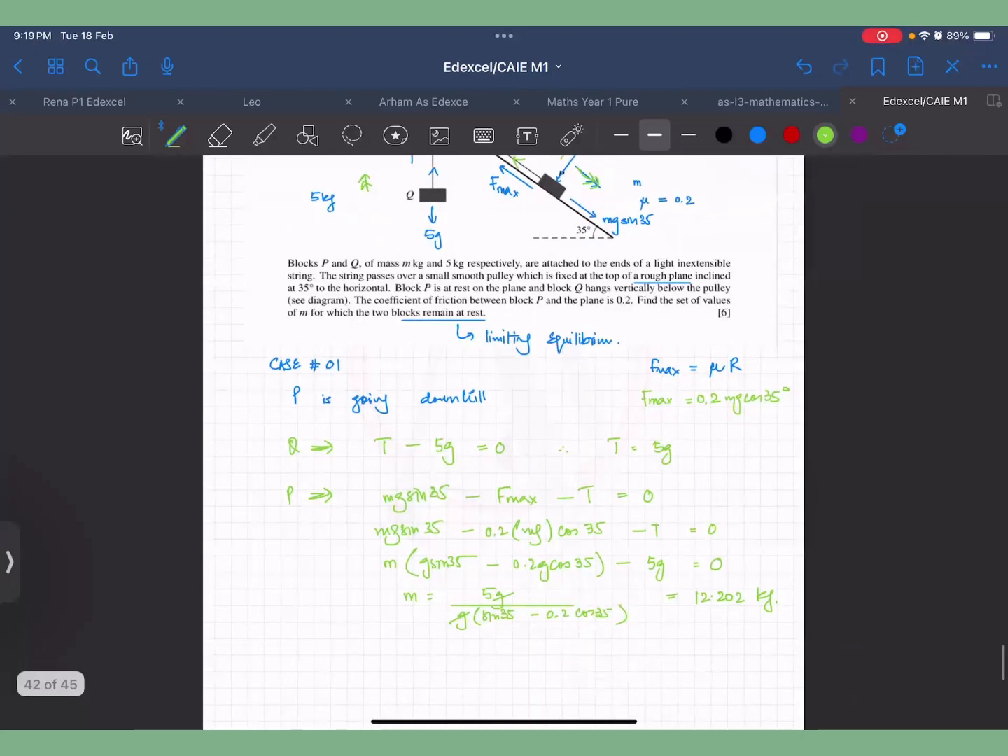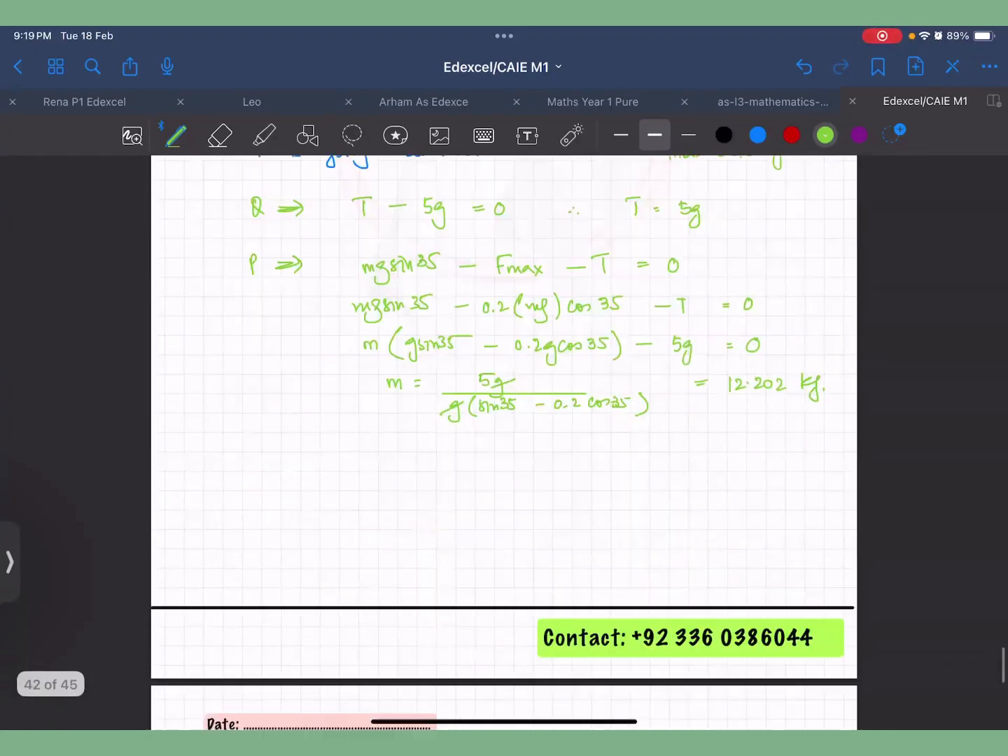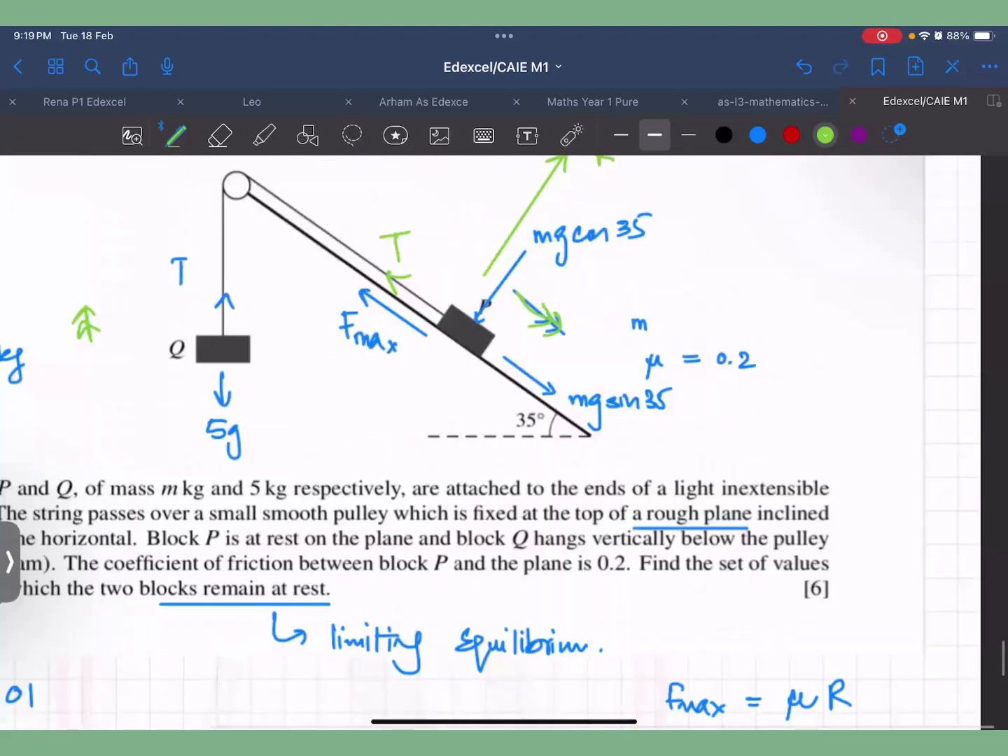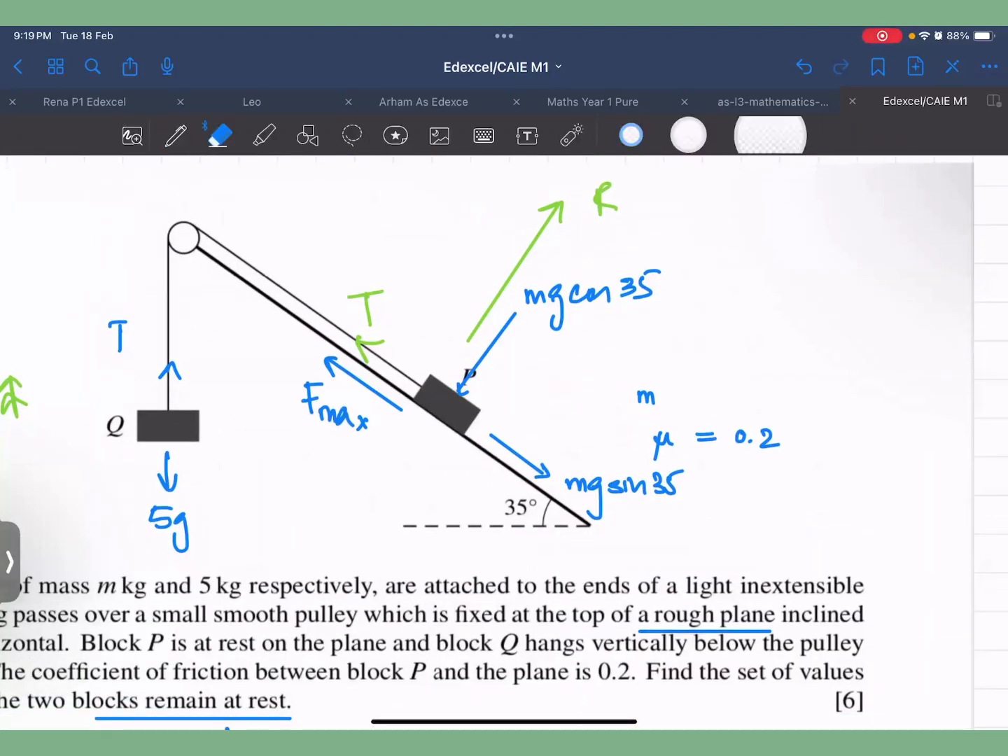This is the maximum or the minimum mass. Let's see. And the other case is when it is just on the verge of moving up. P is going upwards. So in that case, you would form the equation for Q, which would be the same, tension minus 5g equals 0. But for P, the equation would be something else. For P, this would be the other way around. Now the motion is upwards for P. So F max would be acting downwards.